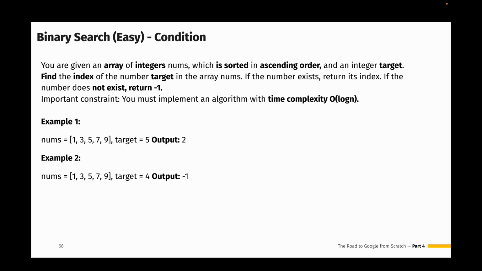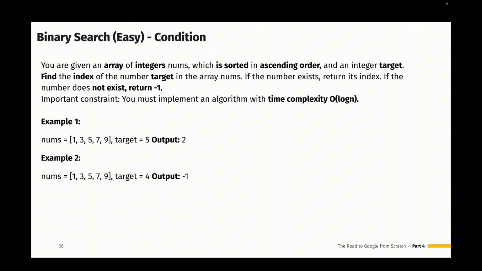So you are given an array of integers, nums, which is sorted in ascending order, and an integer target. And we need to find the index of a number target in that array of nums. If a number exists, we need to return its index. If a number does not exist, we need to return -1. And one important constraint here is that you must implement an algorithm with time complexity O(log n), which actually is a complexity for binary search.